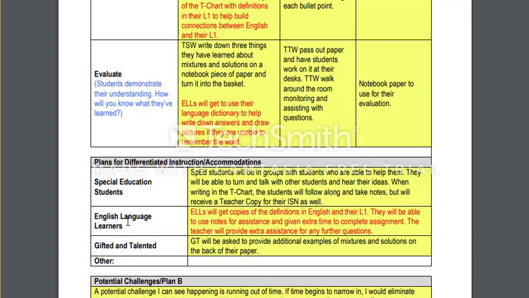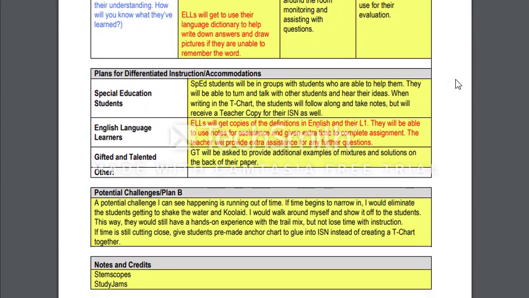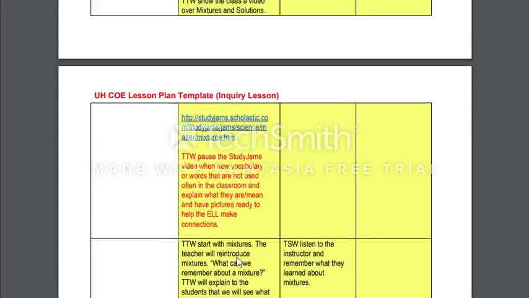Down here, I think that the special education part, you went into detail about differentiating it and everything. And I like the challenges you put down here. At the very bottom, you put that if something were to happen, and then you gave notes and credits. That's perfect. So overall, I love your lesson. I think it's really good.